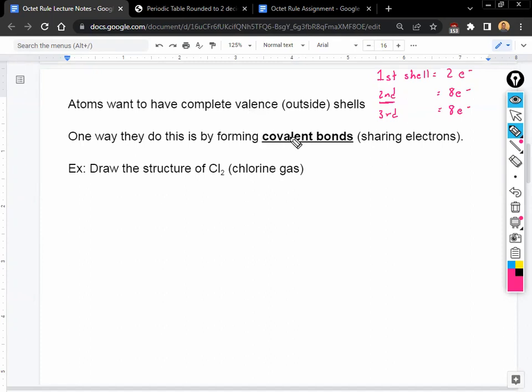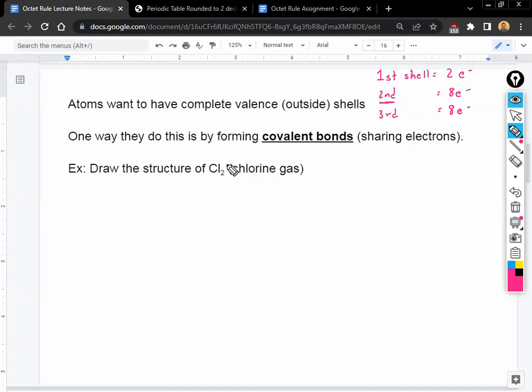They do this by forming something called covalent bonds. What that means is that they share electrons with other atoms, okay? So that's the basic information. And then all we're going to do now is practice problems, okay?